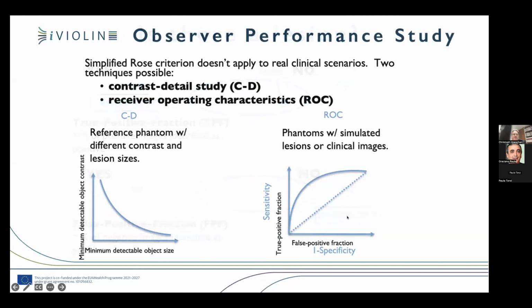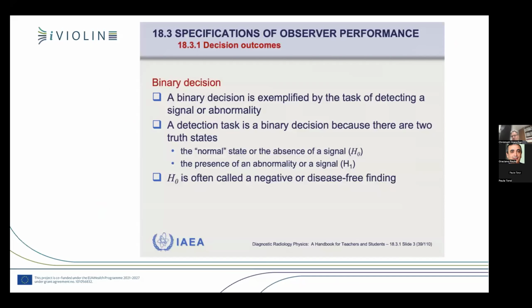And now we try to calculate the true positive fraction and false positive fraction, and we get these images here. This is a contrast detail diagram analysis, and this is the ROC study, where we plot sensitivity over 1 minus specificity. So there we can do these evaluations. The problem is we do need a lot of effort, as I told you before.